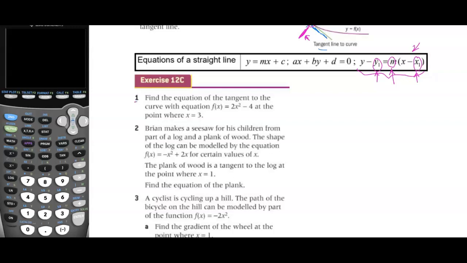Let's do number 1. Find the equation of the tangent to the curve, okay, keyword tangent, with the equation 2x squared minus 4 at the point where x equals 3. So it's always going to give us 3 pieces of information. One is they're going to give us the curve. The other is they're going to give us the location. And the other is they're going to say whether they want a tangent or a normal line.